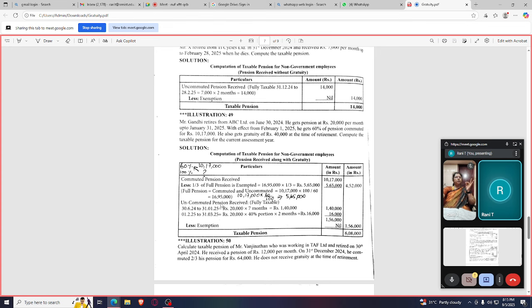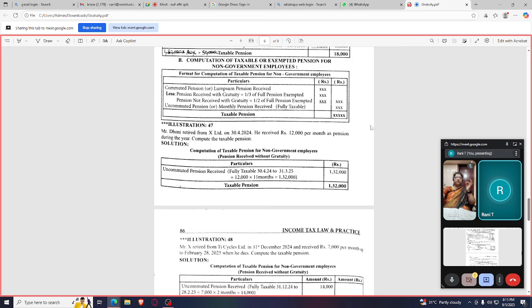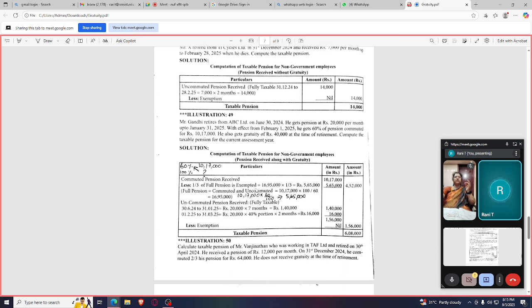You know that uncommuted pension, whatever you receive, is fully taxable. But here he has received 40 percent, so that portion alone we have to calculate here. What is the monthly amount? 20,000. He has received it from retirement, that is June 30th, 2024, to 31st January. From June 30th to 31st January he is getting 20,000. So that comes to 20,000 into 7 months, which is 1,40,000.